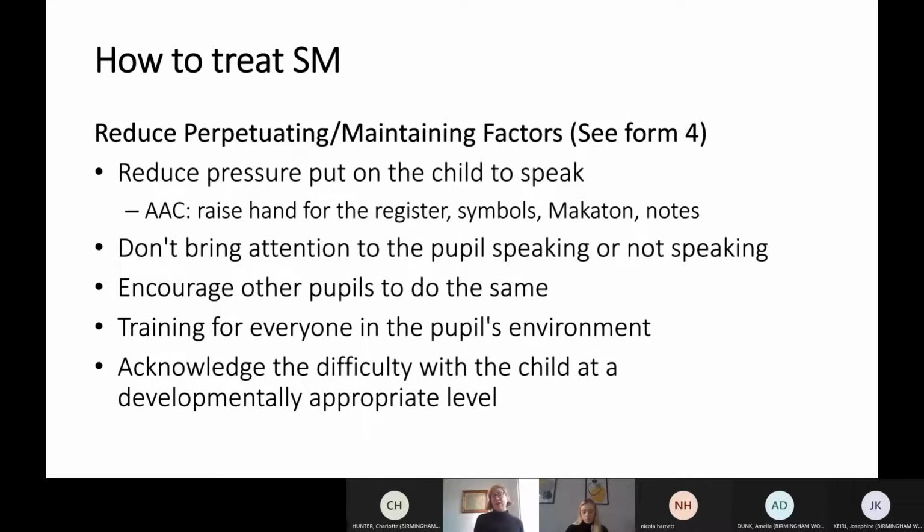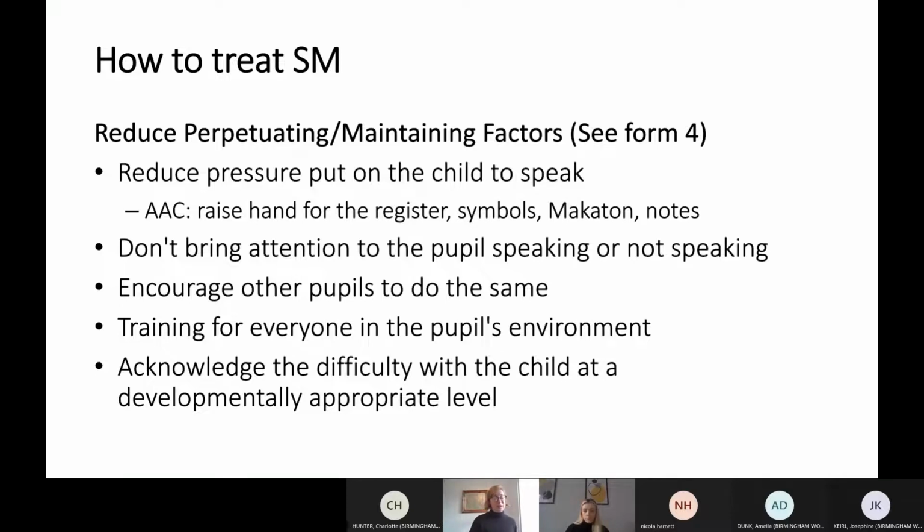If they are brave enough to maybe answer the register or do something, it shouldn't be an enormous attention-grabbing thing, because actually it might make them less inclined to do it in the future. They might think, oh my goodness, that one time I was brave enough to put up my hand and say, yes, sandwiches for lunch, everybody made a massive fuss of it all day long, and I absolutely hated it. So I'm never doing that again. So just be completely neutral in your reactions to the child.